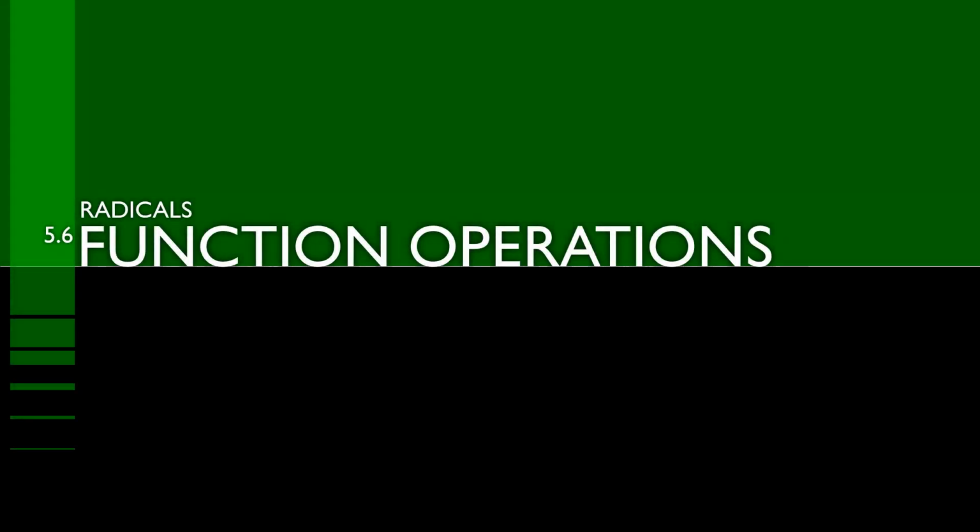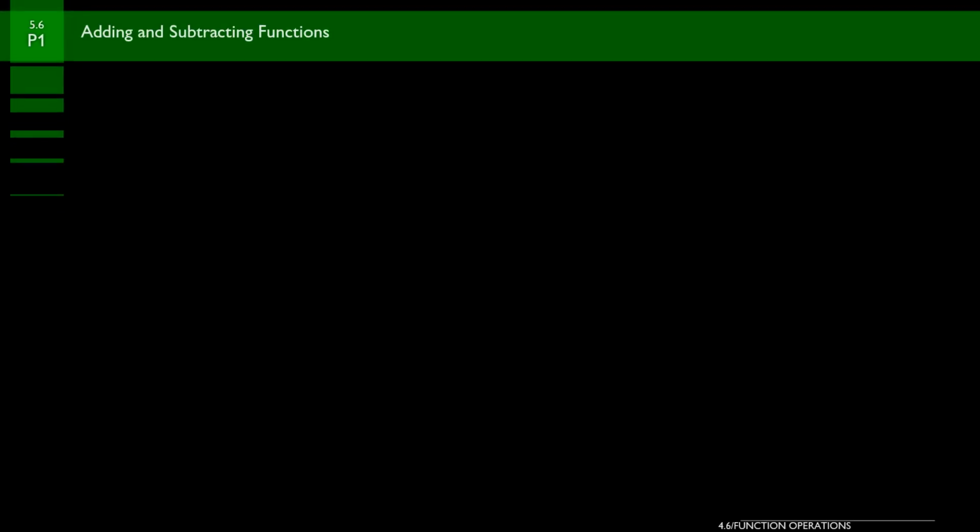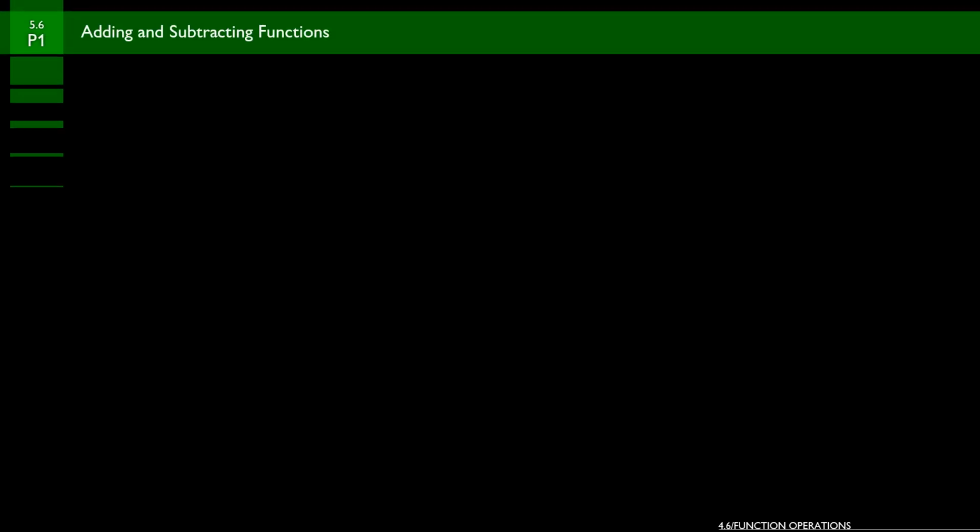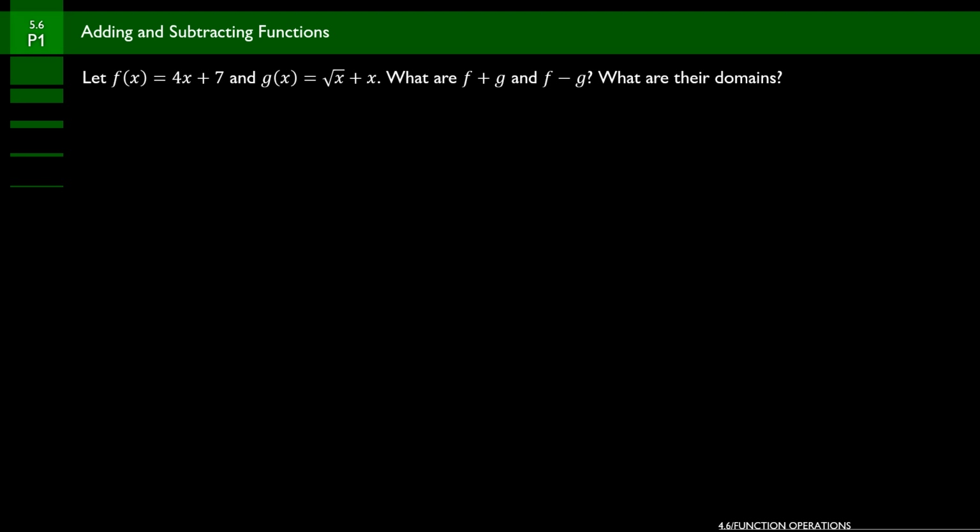In 5.6, we're going to tackle function operations. So the first operations that we're going to take a look at are adding and subtracting functions. So we're given let f of x equals 4x plus 7 and g of x equal the square root of x plus x. What are f plus g and f minus g? And then what are their domains?